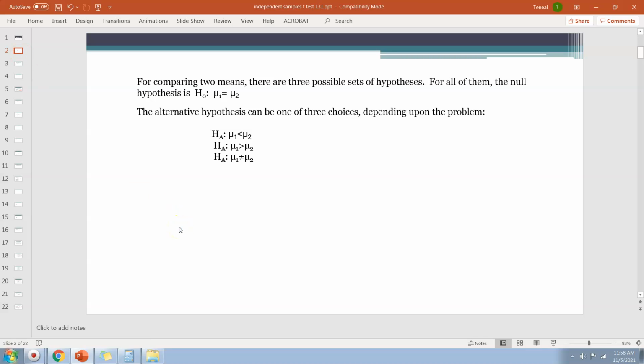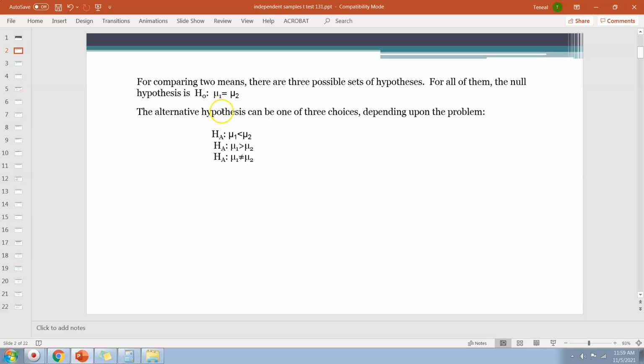So, just like before when we were looking at the one sample case, there are three possible sets of hypotheses. For these, we've got the mean of group 1, we're calling mu1, and the mean of group 2, we're calling mu2. And of course, just like before, mu is the population mean, so we're comparing the two population means to each other.